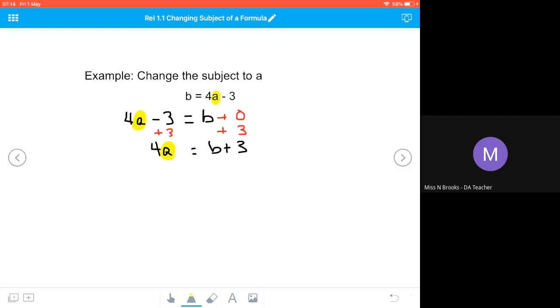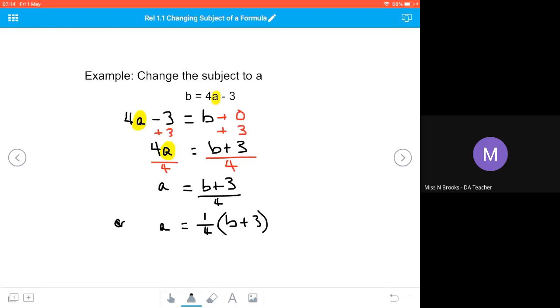So as I said at the start, it's 4 times a, so I need to do the inverse of multiply by 4, which is divide by 4. So I'm going to divide both sides by 4. So I'm dividing the whole thing of b plus 3 by 4. And that means that my answer is going to be a equals b plus 3 all over 4. Or you might see it written as a equals a quarter, and then in brackets, b plus 3. And they are equivalent, and they're both perfectly acceptable answers.